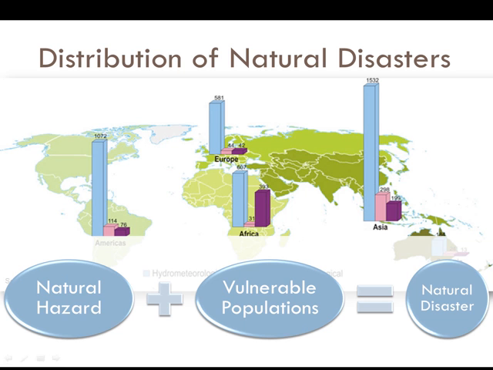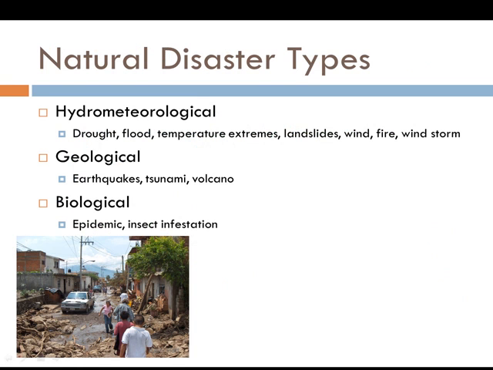Now, there are a lot of different natural disaster types. There are hydrometeorological ones. You saw that in that kind of map/bar graph. These include droughts, floods, temperature extremes, landslides, fire, and windstorms. Hydrometeorological basically means water-based or due to weather events. Why are landslides in here? Well, they occur when soil becomes so full of water that it turns basically into a liquid. Why is fire in here? Well, fire is generally driven by wind, and also can be driven by drought. And so that falls into the hydrometeorological category.